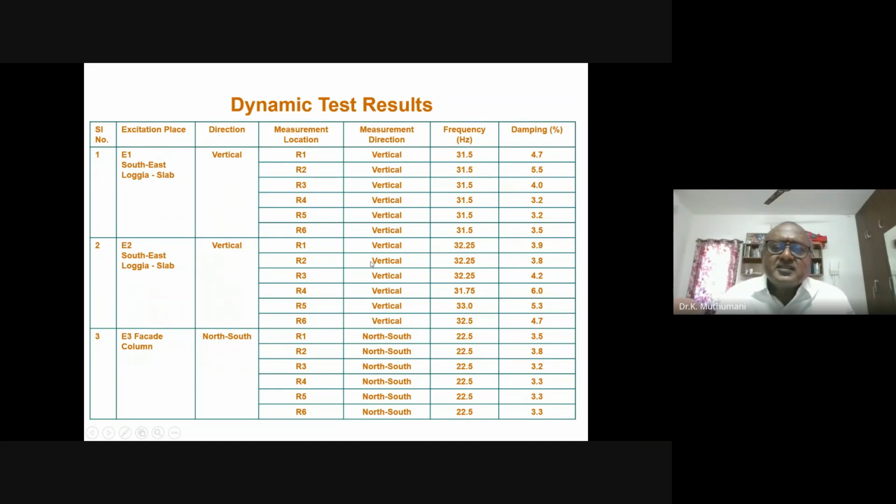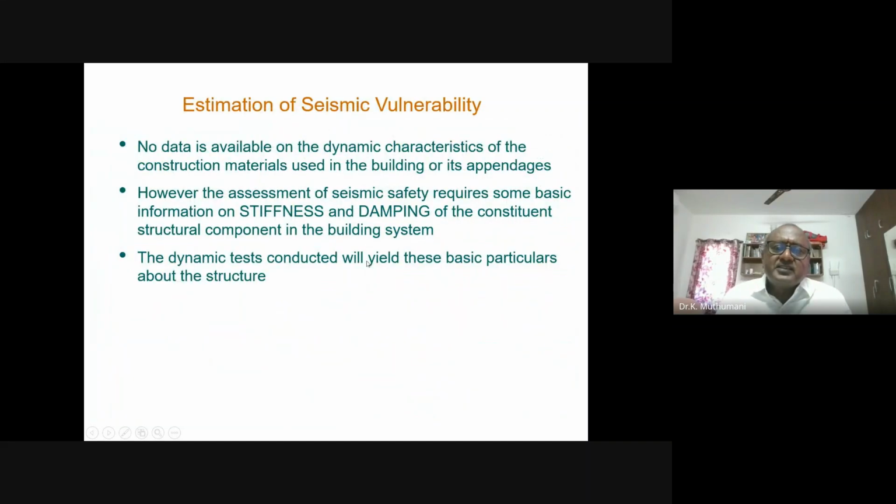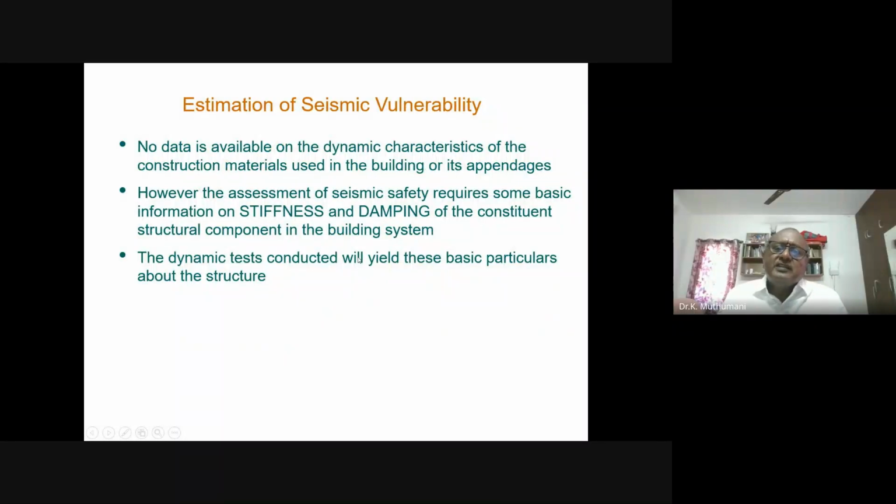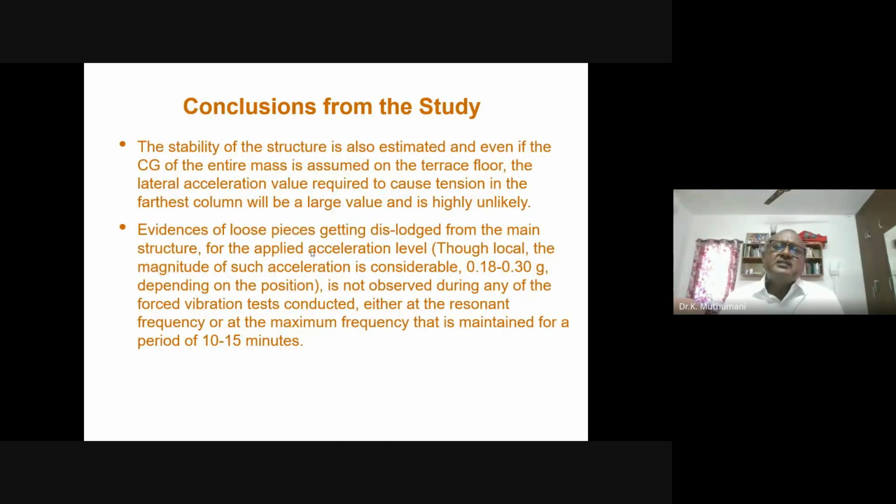So we identified the system, and then, assuming that Delhi is in zone 4, for the identified system of stiffness and damping, we looked at what response happens. And then we find that the Rashtrapati Bhavan is highly safe against any possible event that can happen during an earthquake as high as zone 4 or even zone 5.